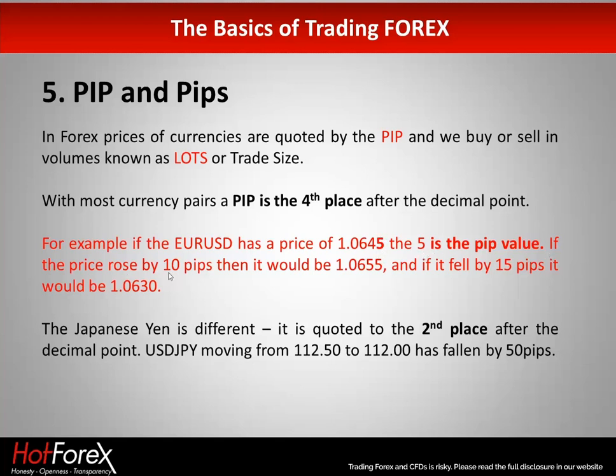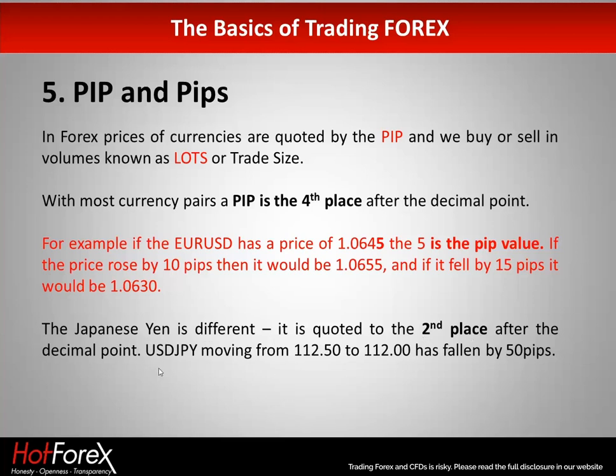So if the price rose by 10 pips, then the price would become 1.0655, and if it fell by 15 pips, it would become 1.0630. So the pip is the fourth number after the decimal place, and that's the example for most currency pairs. However, the one exception is the Japanese yen. The Japanese yen is always quoted to the second place after the decimal point.